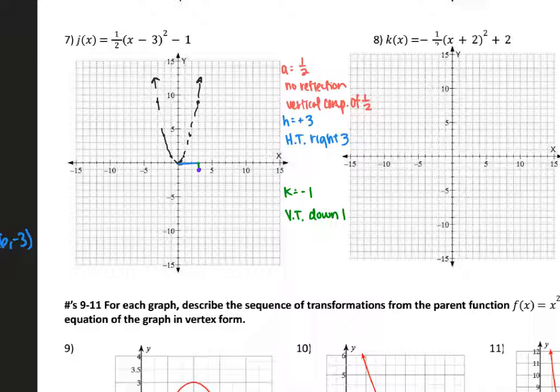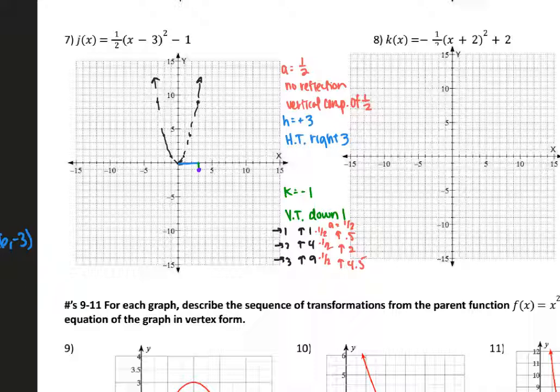So in our parent function, we go over 1, up 1, over 2, up 4, over 3, up 9. But since A is 1/2, I'm going to multiply my vertical distances by 1/2. So for my first value, I'm going to go up 0.5. My second one, I'm going to go up 2. And my third one, I'm going to go up 4.5 to graph my parabola. So this should create a parabola that's wider than our parent function.